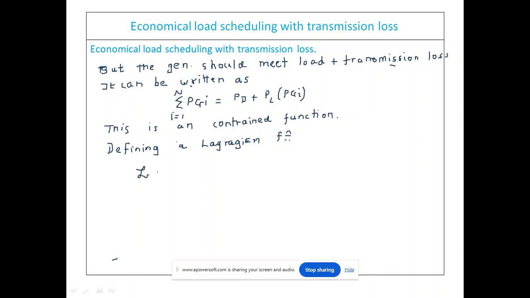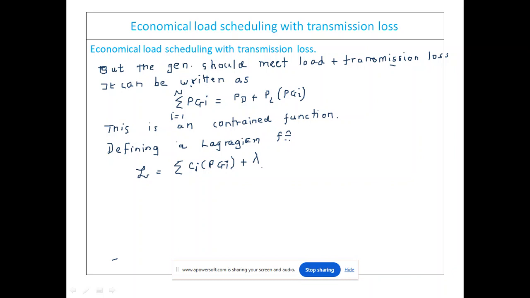So this is Lagrangian function. So what is Lagrangian function? First, you have to write the objective function. What is the objective function? The objective function is summation of our cost, that is Ci, which is a function of PGi, and then plus our constraint function. When you write a constraint function, it should be multiplied by a constant Lagrangian.